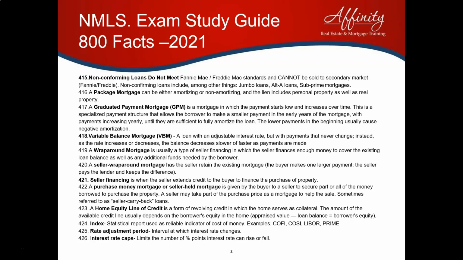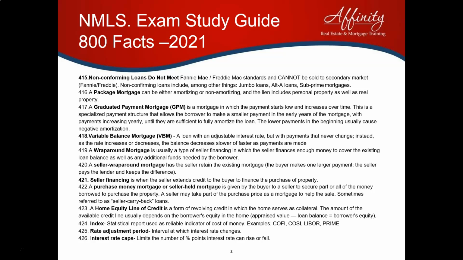A seller may take part of the purchase price as a mortgage to help the sale, sometimes referred to as a seller carryback loan. Home equity line of credit is a form of revolving credit in which the home serves as the collateral. The amount of the available credit line usually depends on the borrower's equity in the home, appraised value, and the loan balance, which equals the borrower's equity.